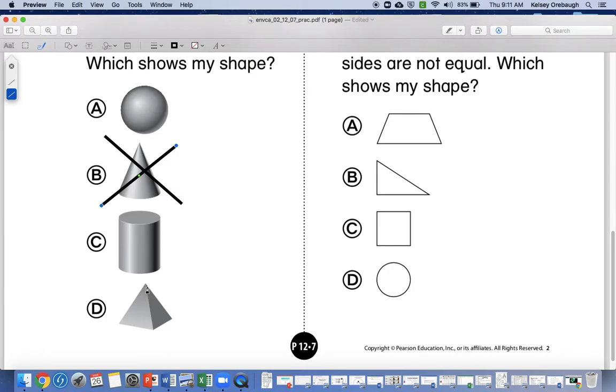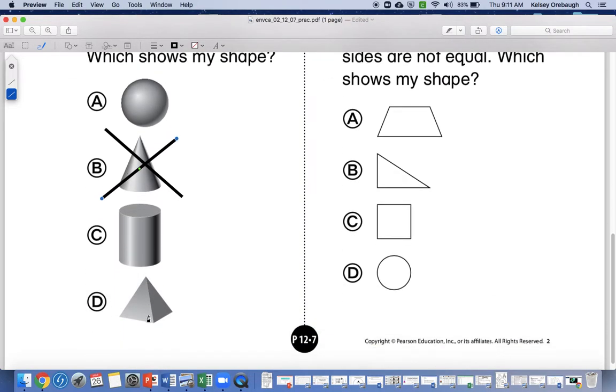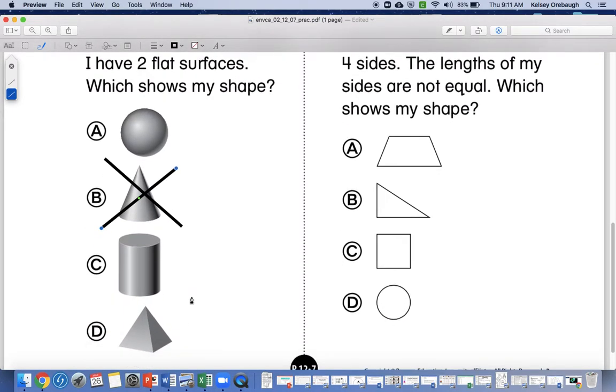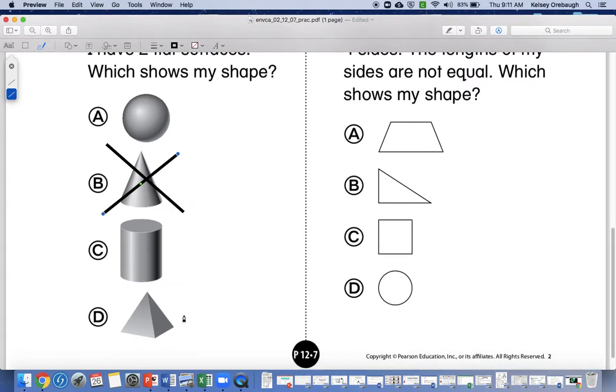And last shape, pyramid. Does a pyramid have any vertices or edges? Yes. It has 8 edges and 5 vertices, 5 corners, and 8 edges right here. These are edges. So that does not match the first clue. So I can cross off 2 shapes so far.